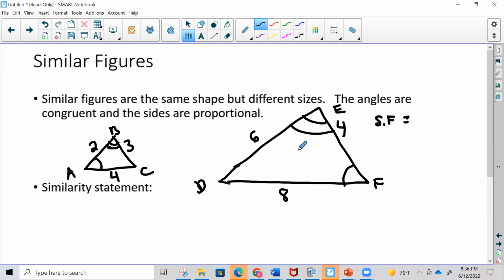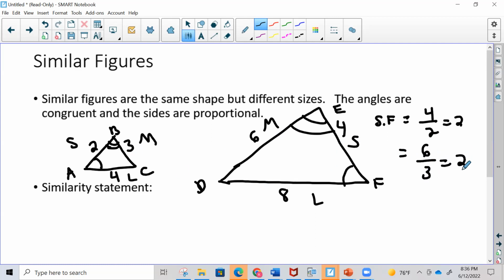So it doesn't matter which triangle you put on top, just be consistent. So I'm gonna do the bigger one on top. So I would do 4 divided by 2, which is 2. And then I would check the next side. So I would have 3, which is the medium side. So this is small, medium, large. This is small, medium, large. So then I would do 6, which is the medium with the medium of the other triangle. And that's also 2. And then I do the same thing with a large. 8 divided by 4 is 2. And so the scale factor is all the same. So that means the sides are all proportional because for each of these sides, you would multiply by 2 to get this side. And so they have the same ratio, which is the same proportion.